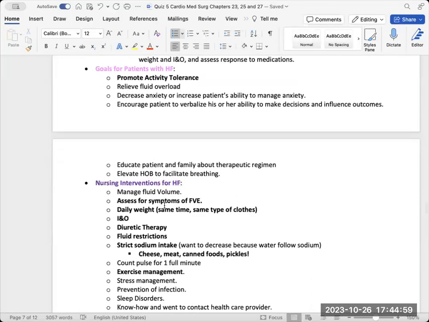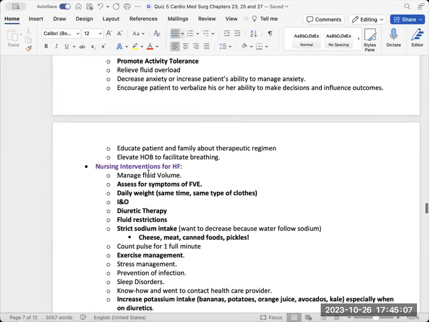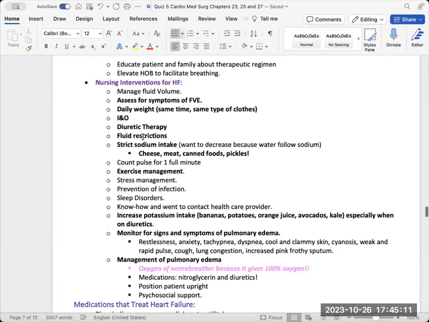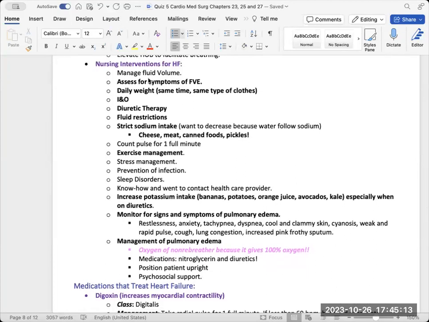Once again, anything with heart failure, we want to improve their activity tolerance. We want to relieve the fluid overload somehow, which is usually by diuretics. We want to decrease their anxiety, manage those symptoms, and elevate the head of the bed, especially for those left-sided heart failure patients because they have problems breathing. So elevating the head of the bed is going to help with that. All of these symptoms, like I said, you can read all of it on your own with the interventions, but think about the symptoms and all of these interventions start to make sense.